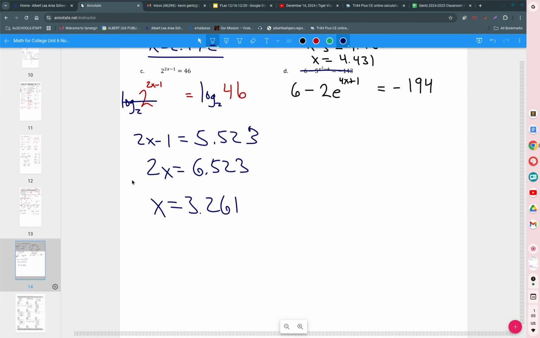Okay? First thing is the value of the 6 positive or negative? Positive. So even though you see subtraction, the value of the 6 is positive. So therefore, I will start by subtracting 6 from both sides. I'm left with a negative 2e to the 4x plus 1 is equal to negative 200. Now, before I get to the e, I need to get rid of negative 2. I'm going to divide by negative 2. Very good.